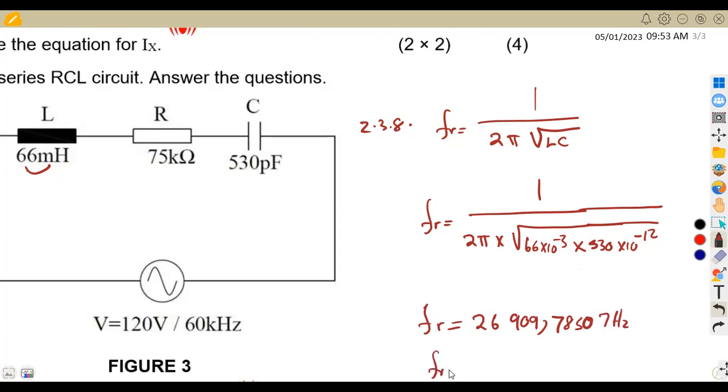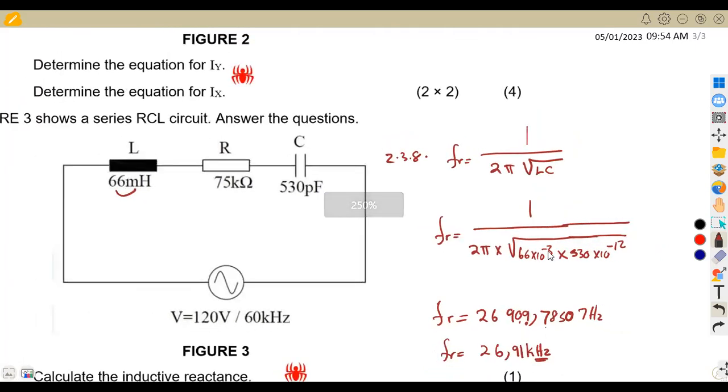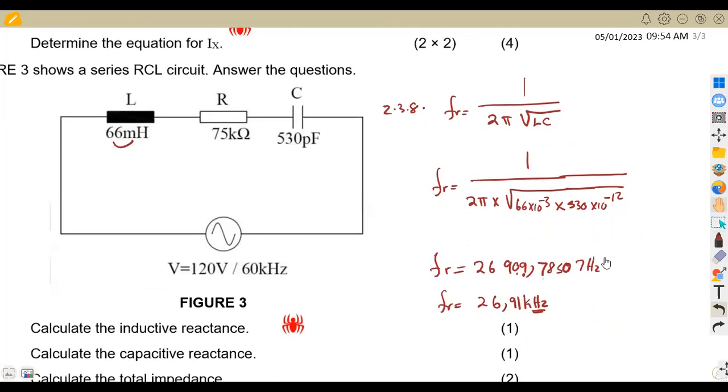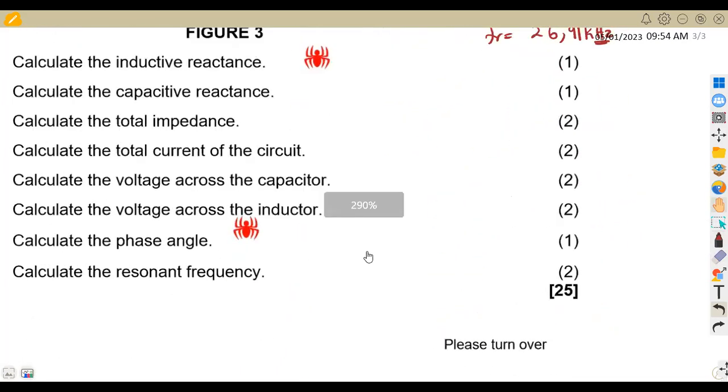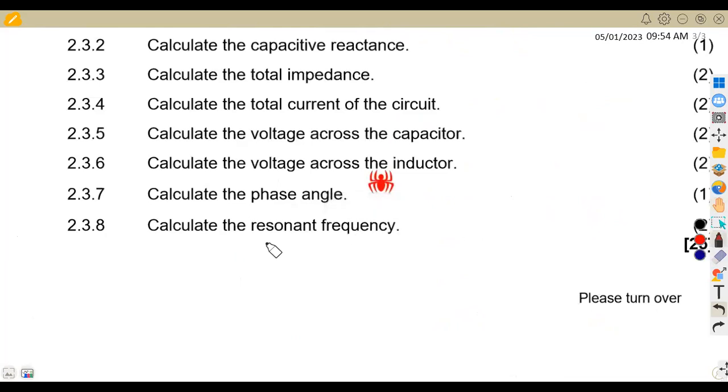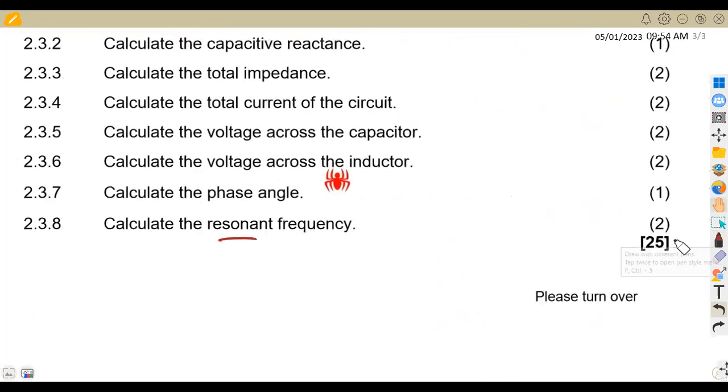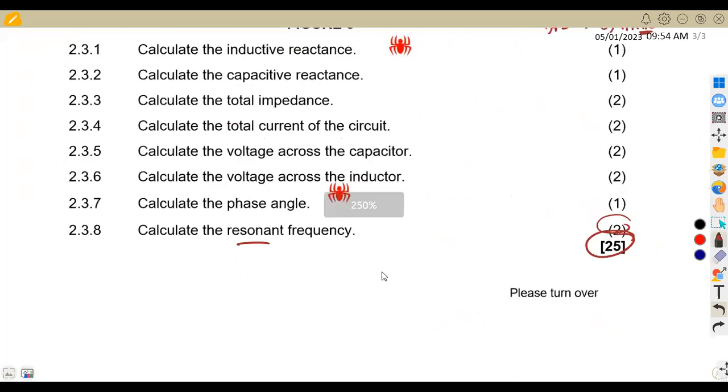Or we can have this in kilohertz. If we divide by 1,000, this is going to be 26.909, but this 7 is going to change this 9 into a 10, and this one gives a 1, so it's going to be 26.91 in kilohertz. All right, so this is what we are going to have at the end. So you have to be very, very careful, guys, in your simplification, whatever you're given. So that was the last part of the question, 2.3, to calculate the resonant frequency, having a total of 2 marks, and everything on this question was actually 25 marks.